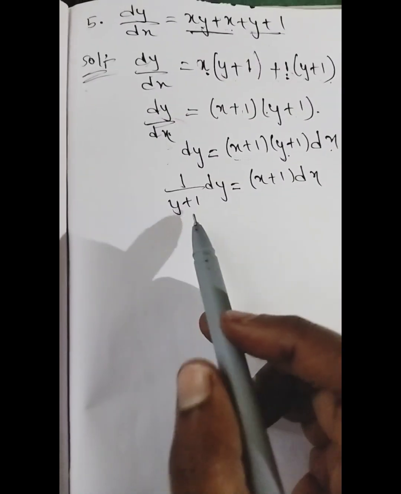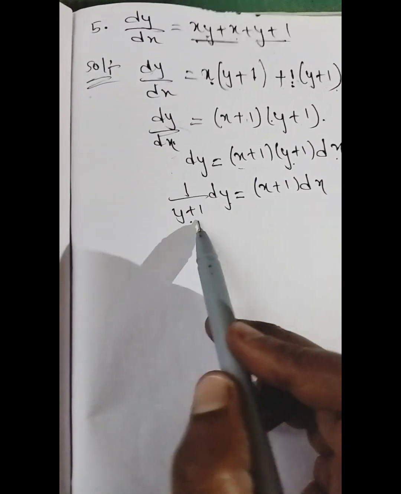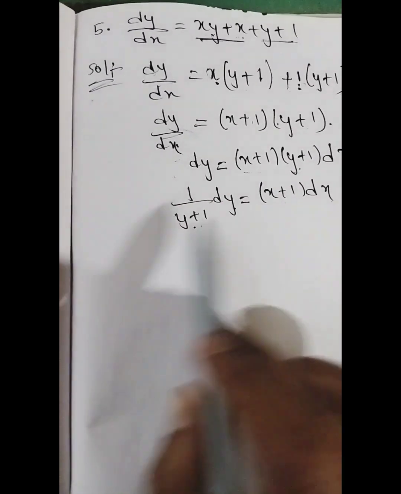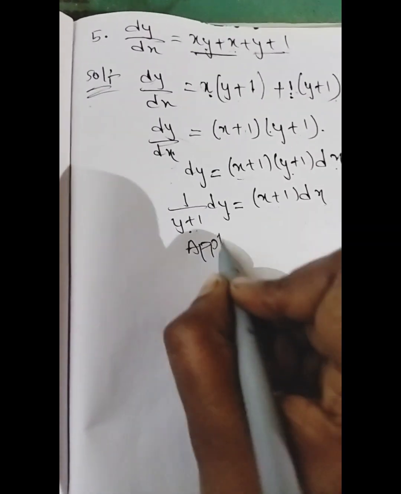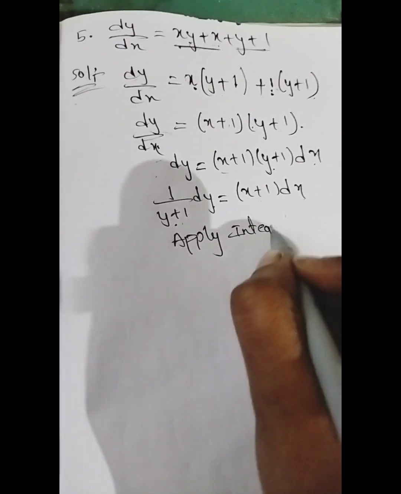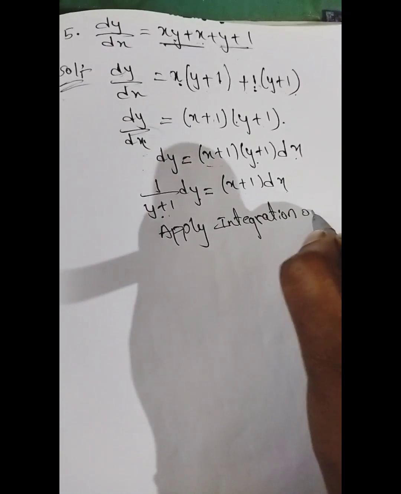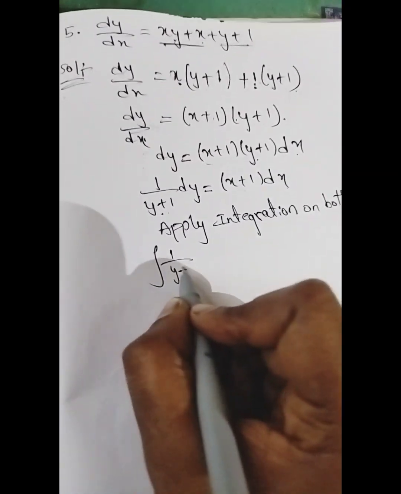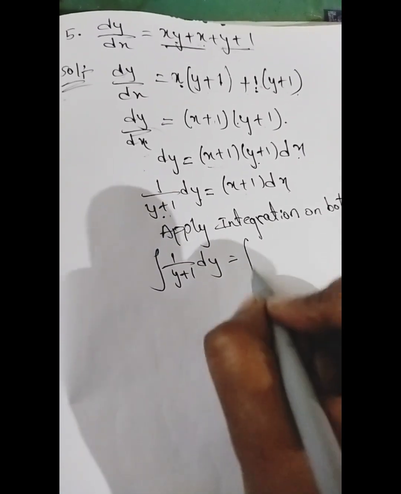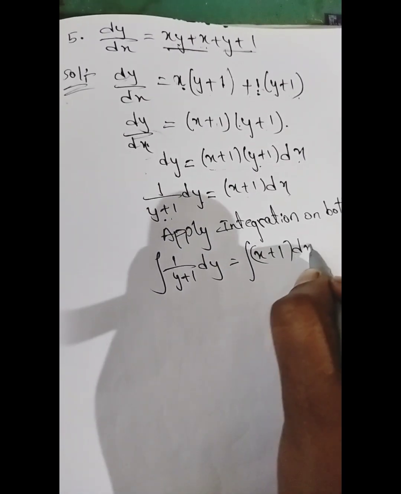Now you can check, y and dy terms we have on the left hand side, x and dx terms on the right. So our splitting is finished, I mean separation is finished. Now you have to apply integration on both sides. So integral 1 by y plus 1 dy equal to integral x plus 1 into dx.